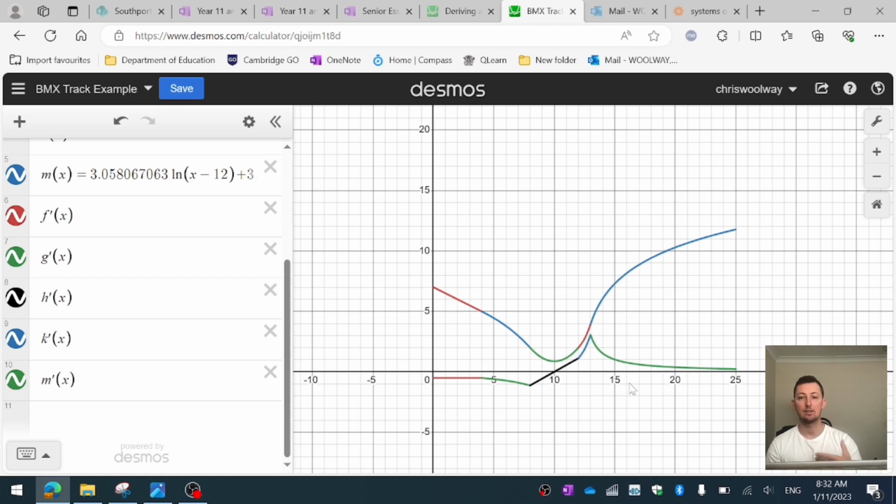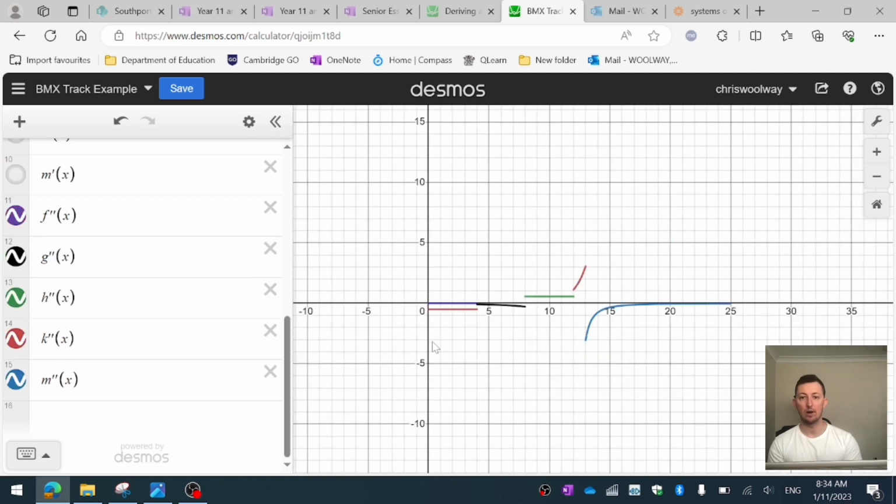I can then repeat this same process to come up with my acceleration graph. So now what I've done is I've found the second derivative, which represents the acceleration over time. So this is my acceleration graph.